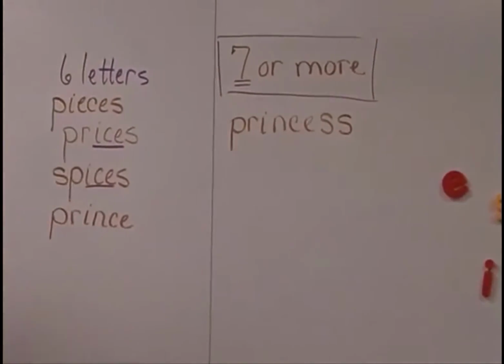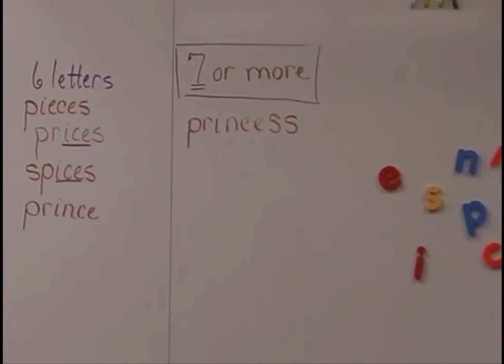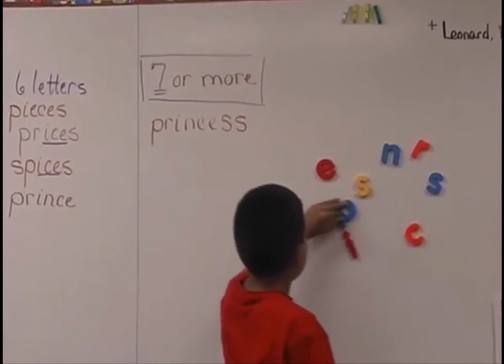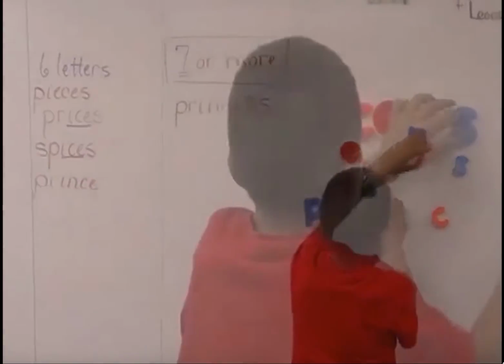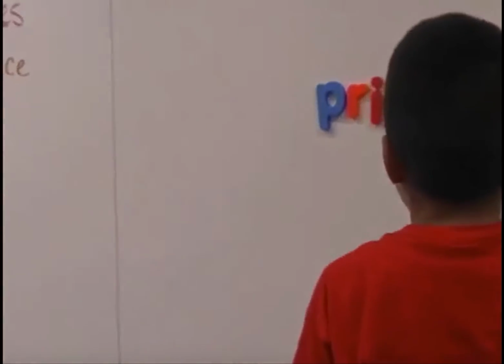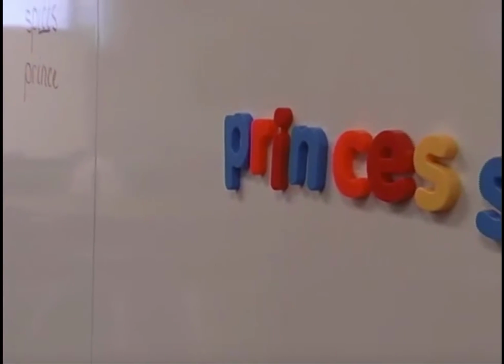Good job. How about spelling it for me as you're doing it? Okay, spell the word for me again. It's princess. Say each letter. P-R-I-N-C-E-S-S.